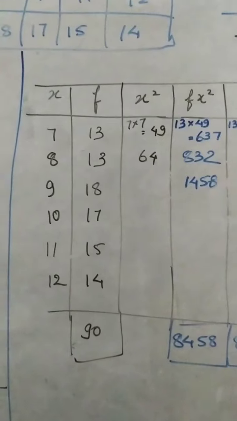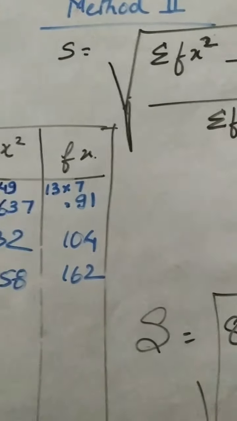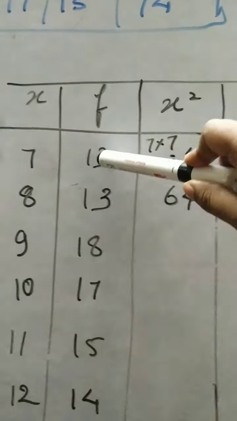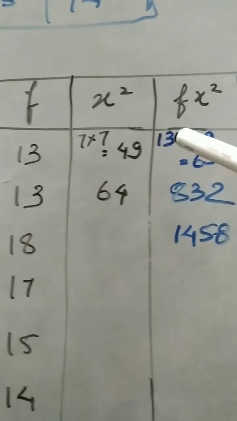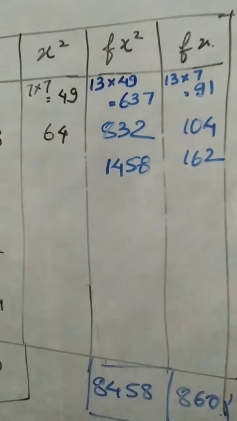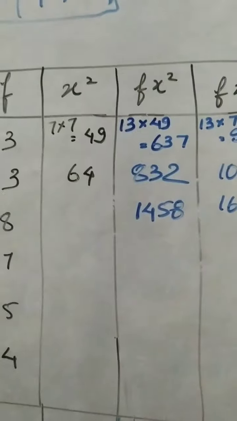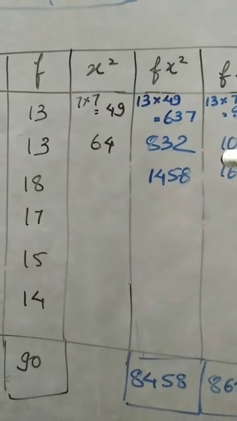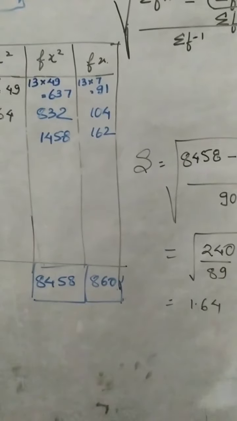The same numerical when solved with the second formula, that is method 2. We have noted down x and f. The formula requires fx square. So first make one column for x square, then f into x square. X square means 7 square, here 49. Next is f into x square, means 49 into 13, that is 637. Likewise we have to calculate. Last is fx whole square, means f into x has to be done, that is 13 into 7 is 91, 104, 162 likewise. We have to get the summation, which comes to 860.